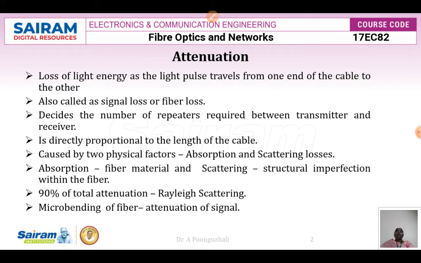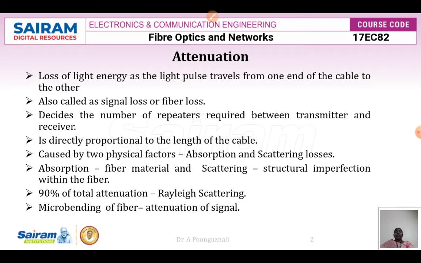Mainly, attenuation is caused by two factors: absorption and scattering loss. Absorption loss is caused mainly by the fiber material, and scattering loss is due to structural imperfections within the fiber. Because of the structural imperfections, scattering of the light happens. Here we say that 90% of the total attenuation is mainly due to Rayleigh scattering.